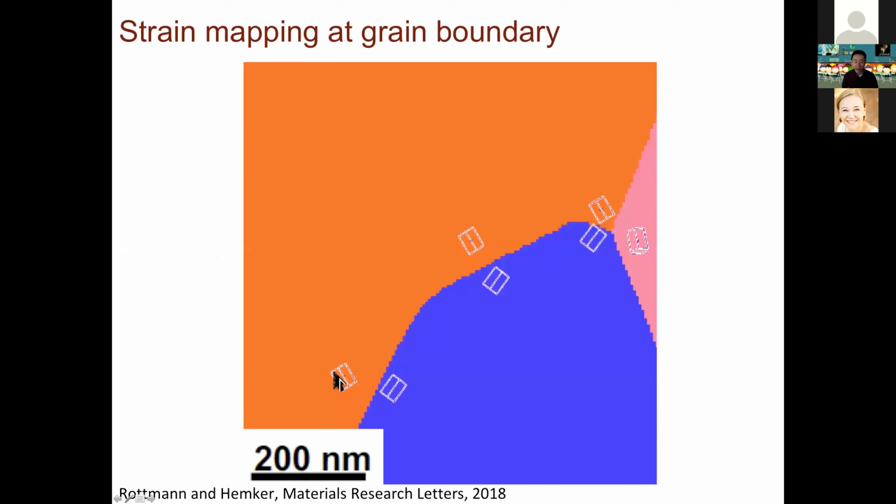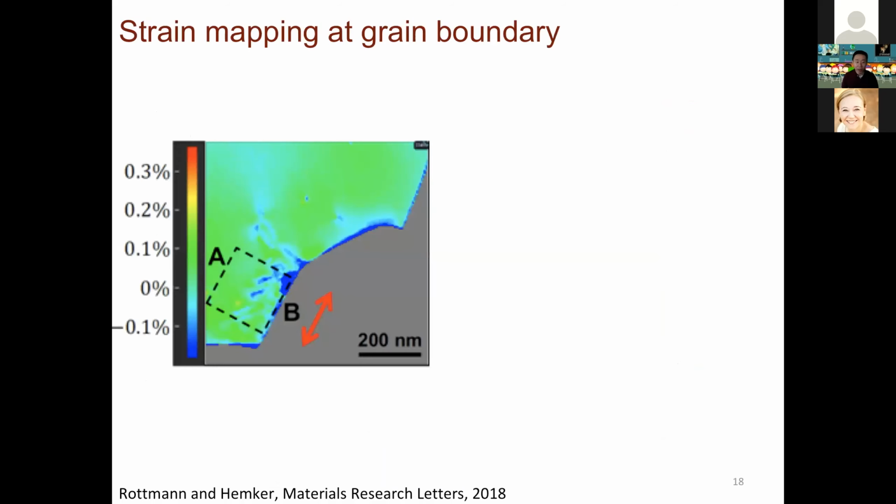Let's have a look. Is that something we're seeing here? So in this model here, we have less contraction here and more contraction here. So that's small shrinkage, that's larger shrinkage. And by prediction, on the grain on the left, we should see a compressive residual strain near the grain boundary. And this is the strain mapping information done by Paul.